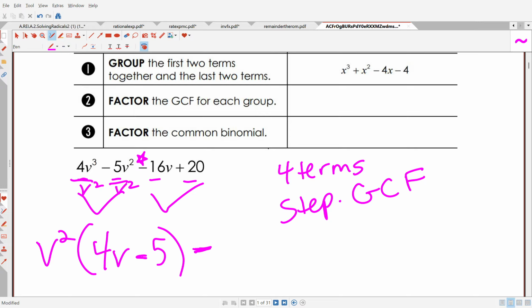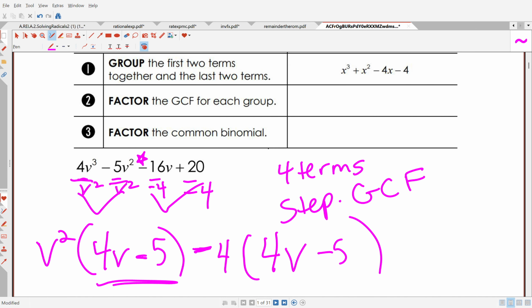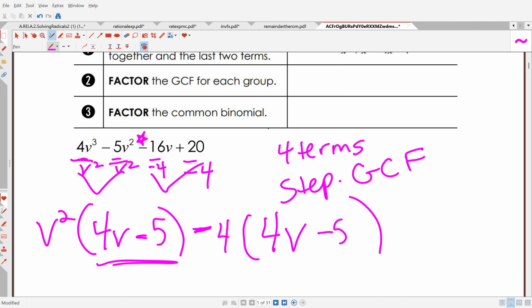Minus. What are we taking out? You have 16V and 20. What's the GCF? 2. There's a better one. 4. So take out the 4. The goal is you want it to look like this. So that will help you. So then when we divide out a -4, -16 divided by -4 is 4V. And then 20 divided by -4 is -5. That works out good because now our GCF, it's the same.